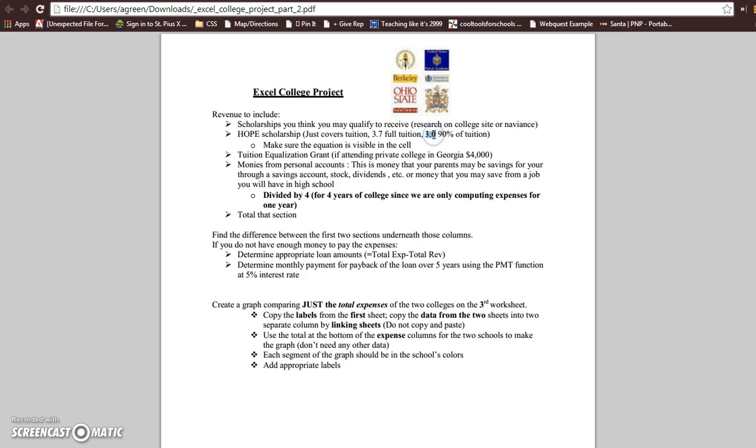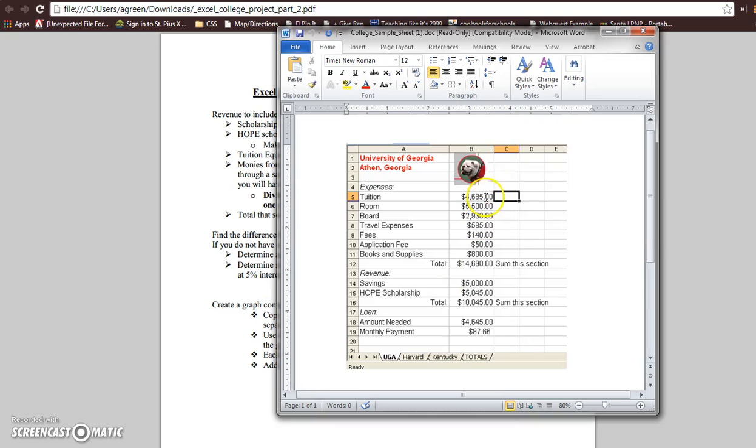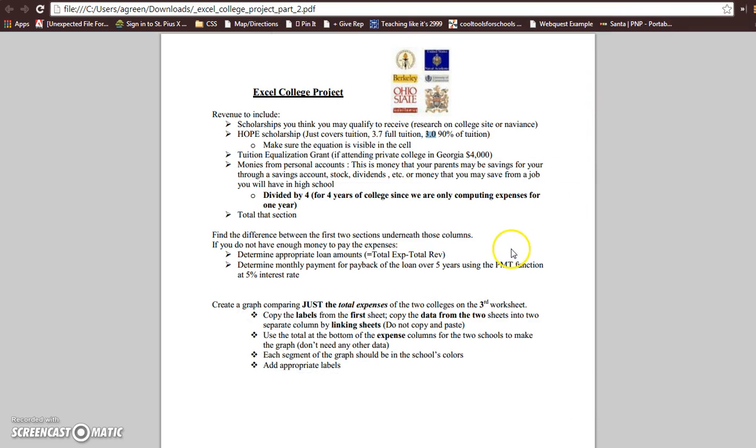A 3.0 GPA is going to be someone who has 90% of their tuition paid. So then coming back to your sheet, it would be equals B5 times 90%, which would tell you how much they would cover. 3.0 means that you make basically all A's and B's. So if you're an A and B student, I would assume that you would get that 90%. Make sure that you show that formula in the cell when you're adding that in. And again, Hope is only for the state of Georgia. If you want more information on Hope, you can simply research it and you'll be able to find that information.